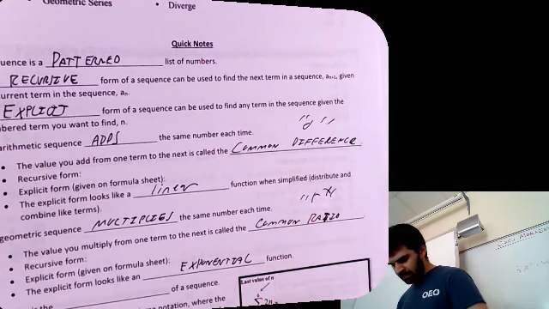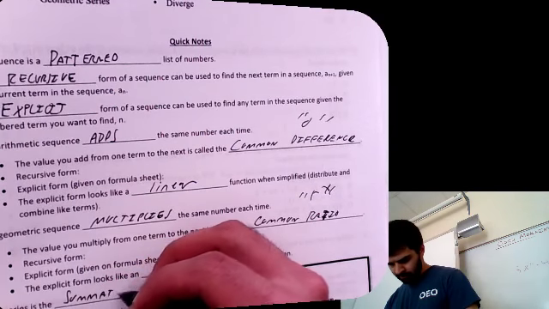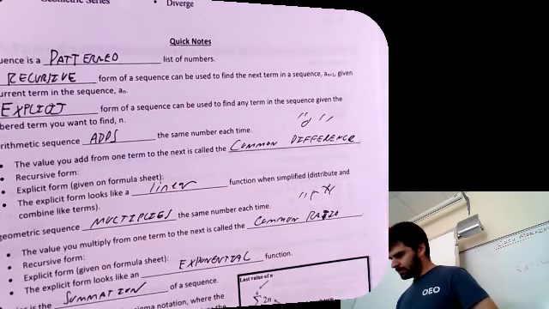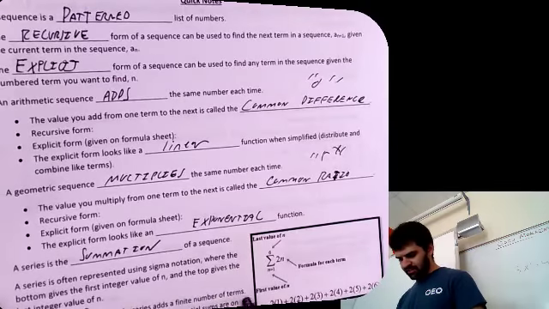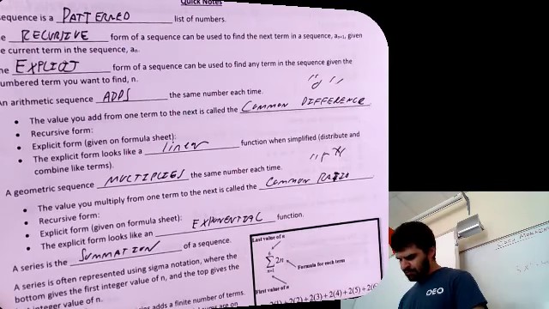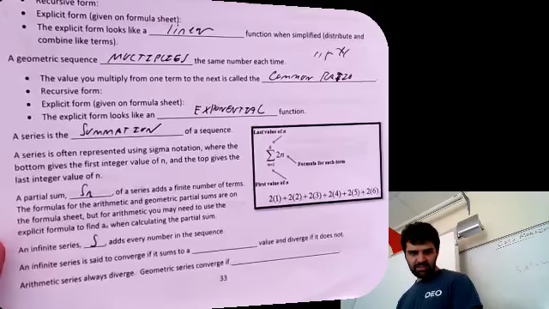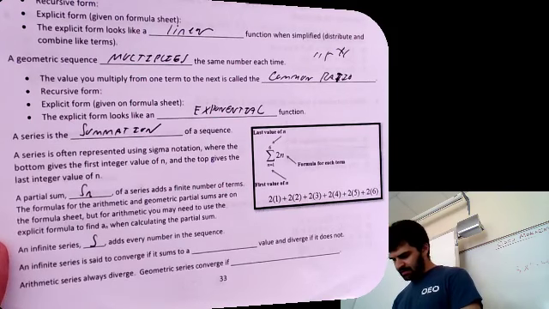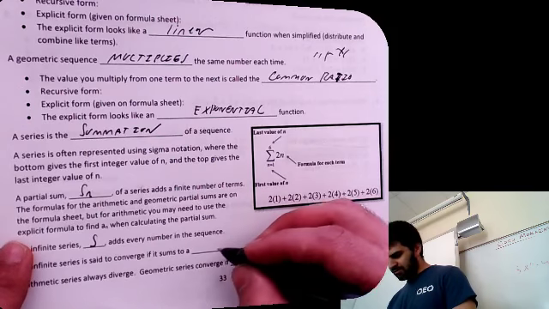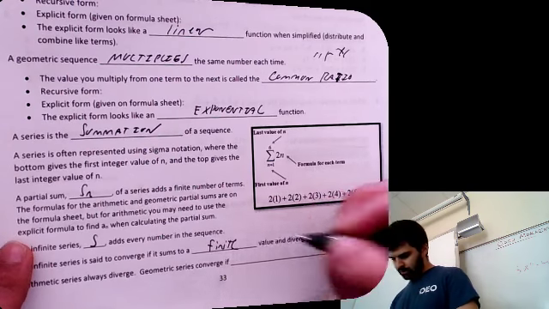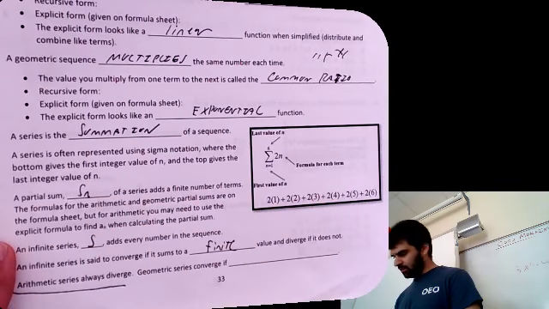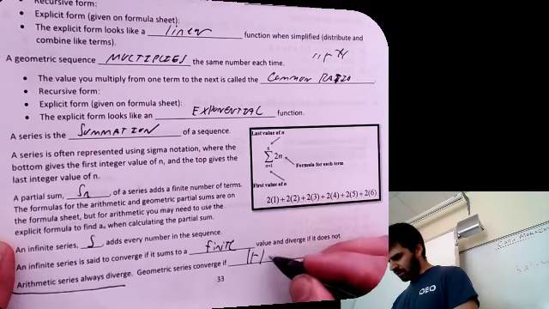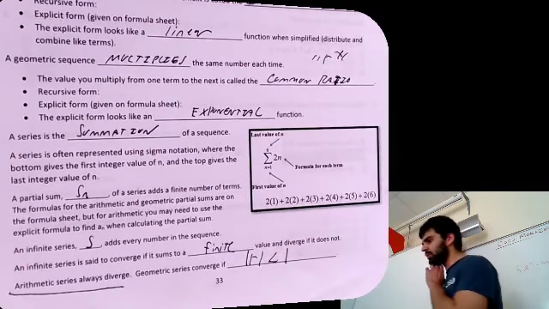A series is the summation of a sequence. And the partial sum, Sn, of a series adds a finite number of terms. An infinite series, S, adds every number in the sequence. An infinite series is said to converge if it sums to a finite value, and diverges if not. Arithmetic sequences always diverge. Geometric series converge if the absolute value of r is less than 1.